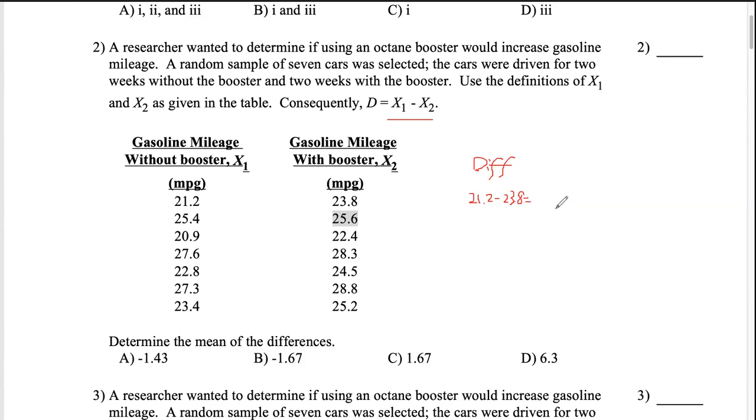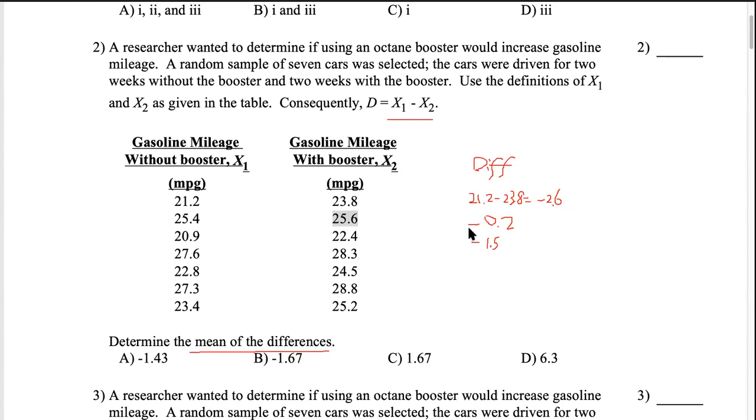Similarly, for the second one, I think this is negative 2.6. For the next one here, it's going to be negative 0.2, I think, X1 minus X2. This one is going to be negative 1.5. Like that, you can do X1 minus X2 for each corresponding pair. Now you have all 7 numbers, and you add them together and divide by 7. That's the average of the difference. That's easy, right? So far, so good.